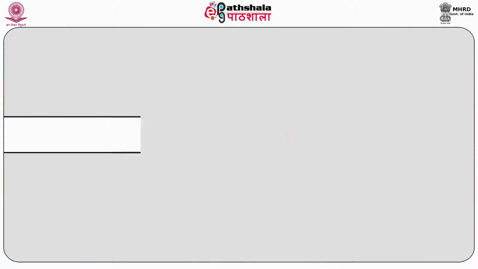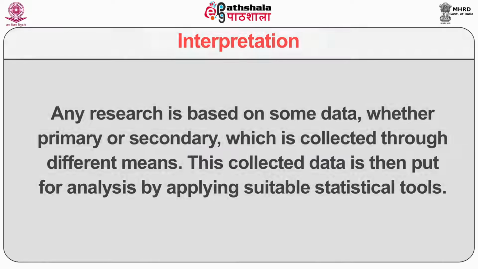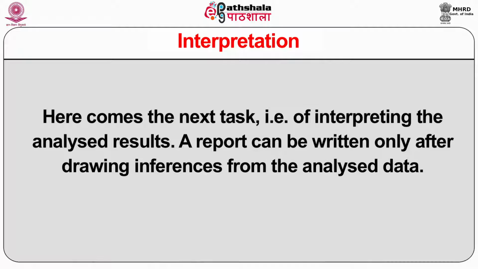In this module, the learners will get an insight into the ways that are adopted to write a report. The first topic to be covered in this module is interpretation. Any research is based on some data, whether primary or secondary, which is collected through different means. This collected data is then put for analysis by applying suitable statistical tools. Here comes the next task, that of interpreting the analyzed results. A report can be written only after drawing inferences from the analyzed data.